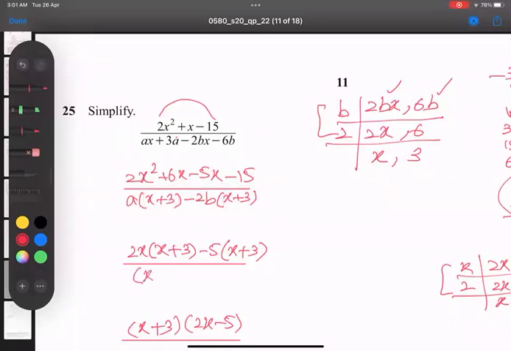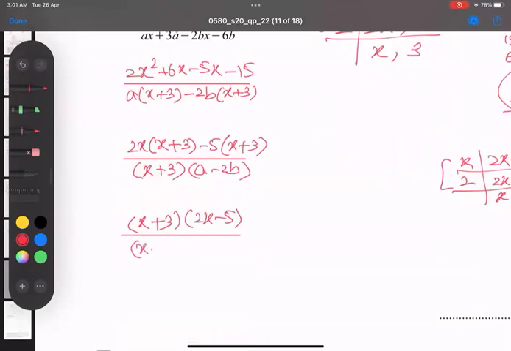So what am I going to get? x plus 3. And if I take this and this out, what is left? a minus b left, a minus 2b left. I repeat again, x plus 3 and a minus 2b left. Just the cancellation process. This in this cancels. Alhamdulillah Rabbil Alameen, I got the answer finally.